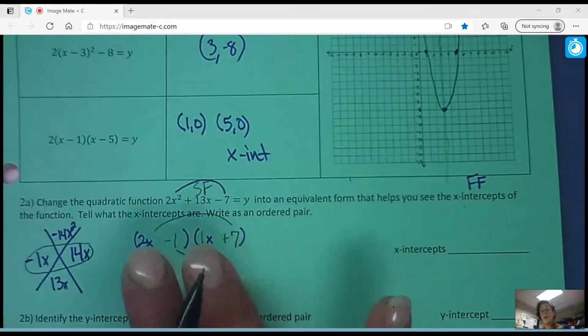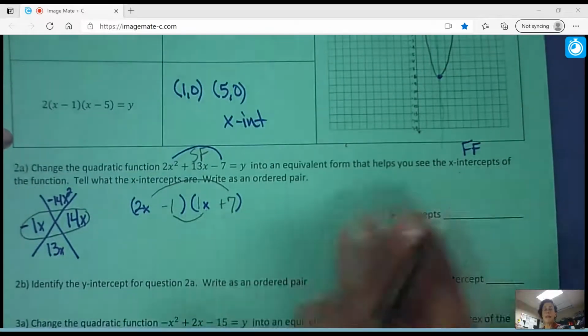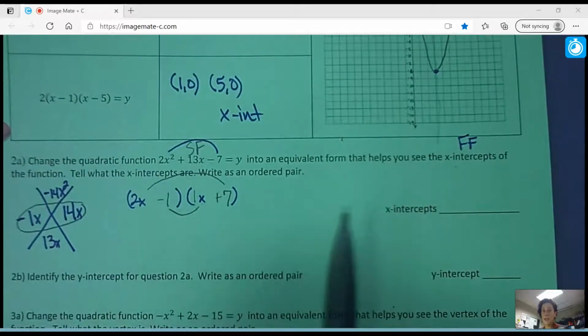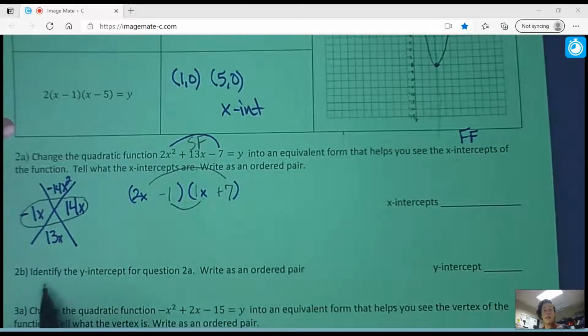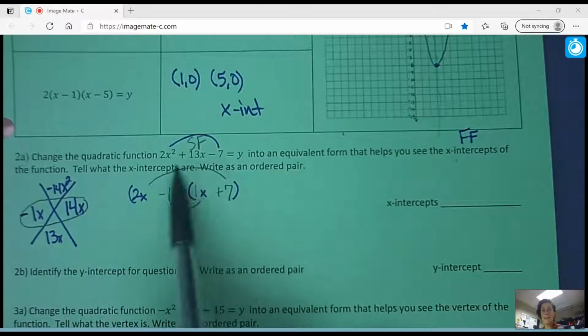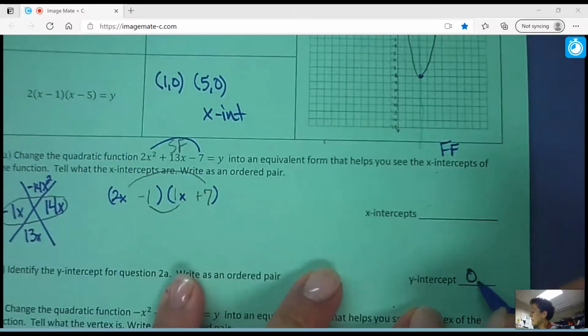So I'm actually going to hold off on the x-intercepts and save that for the end, because there is a trick on one of these, or there's a catch, I shouldn't say a trick. So we're going to save this one. Now question 2b just says identify the y-intercept for question 2a. So since this is in standard form, I should be able to see right away that my y-intercept is 0, negative 7. All right, question 3.